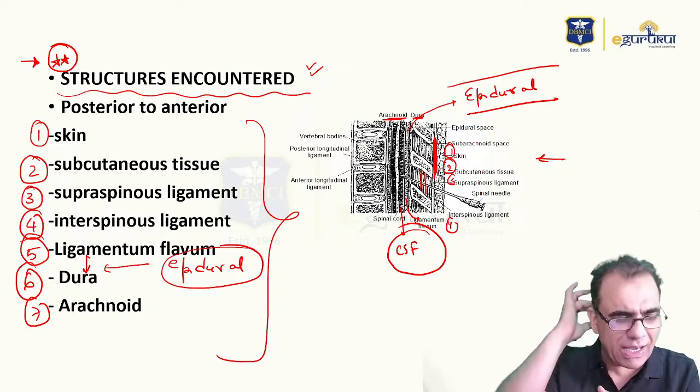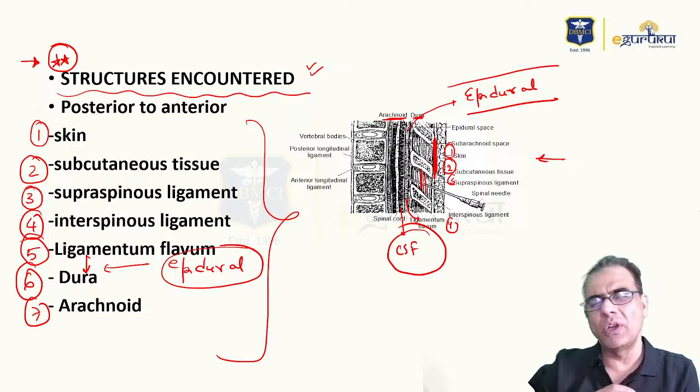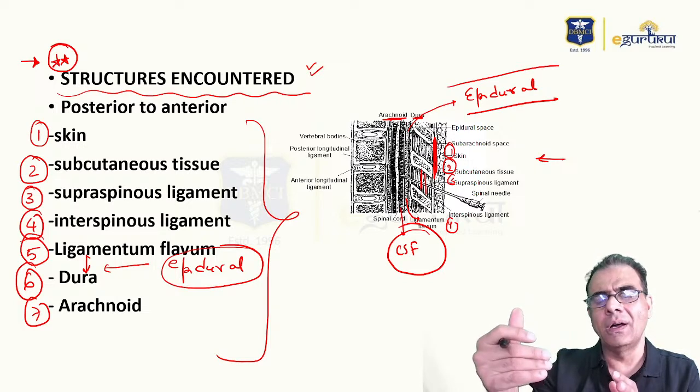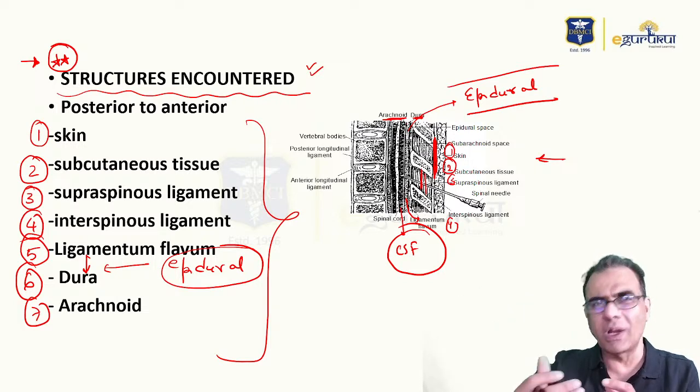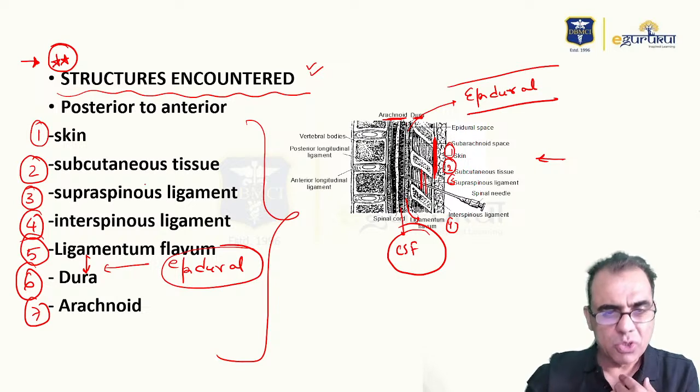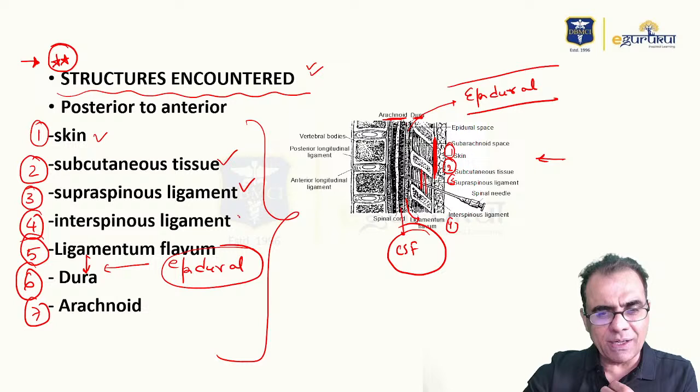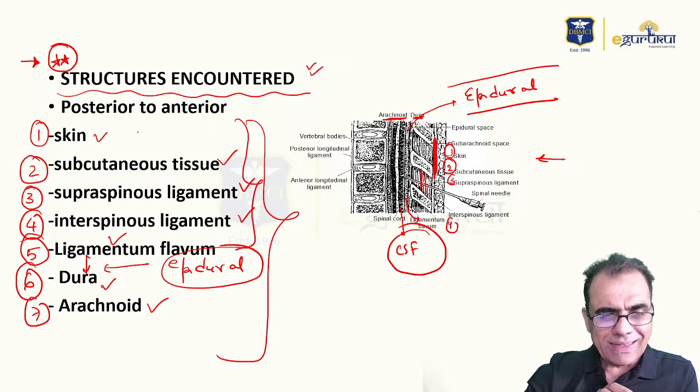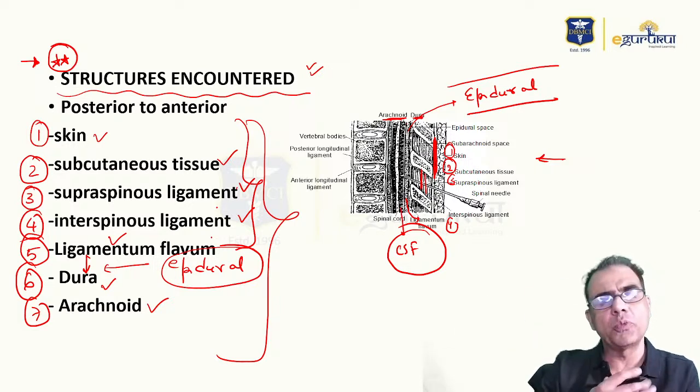And they commonly ask what is the structure which you are going to encounter after ligamentum flavum? Then what are the structures which you are going to encounter after piercing the dura? Like that they have asked many questions. So while giving spinal: skin, subcutaneous tissue, supraspinous ligament, interspinous ligament, ligamentum flavum, dura and arachnoid. While giving epidural, only 5 structures: skin, subcutaneous tissue, supraspinous ligament, interspinous ligament and ligamentum flavum. We are not going to pierce the dura.